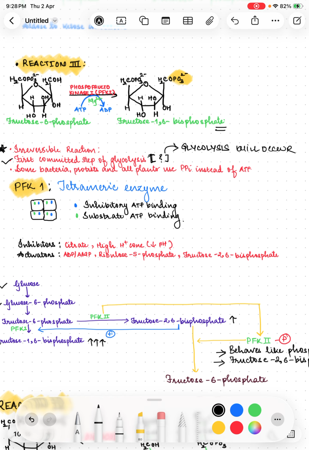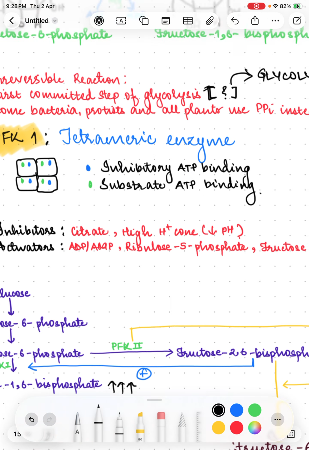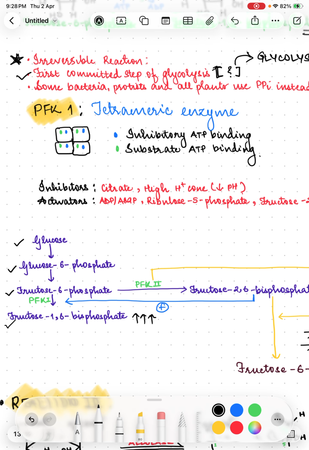This reaction is the first committed step of glycolysis. Some bacteria, protists, and all plants use pyrophosphate instead of ATP. Now this phosphofructokinase 1 is a tetrameric enzyme, and each subunit has 2 ATP binding sites.